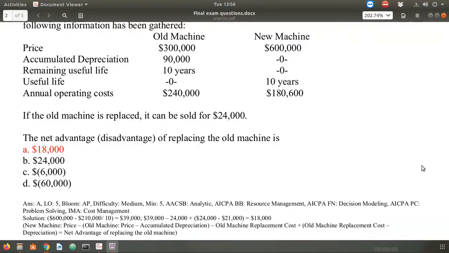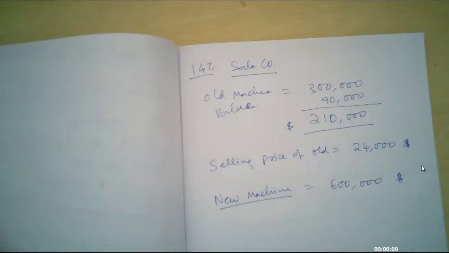6,000 dollars. So the new machine has become more costly. But the thing is, you can actually accumulate the depreciation and calculate the cost. Okay? So I'll tell you how to do that.